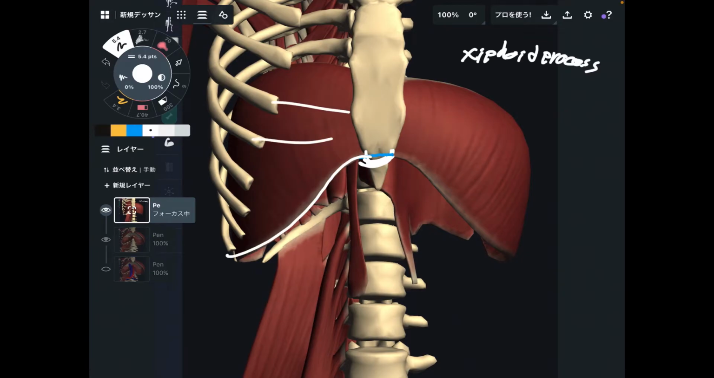Actually, there is a costal cartilage here. Diaphragm attaches to inner surface of rib cage. That is about 7th through 12th rib. It's basically on lower part of rib cage. Okay, let's keep going. And that attaches to lumbar spines.